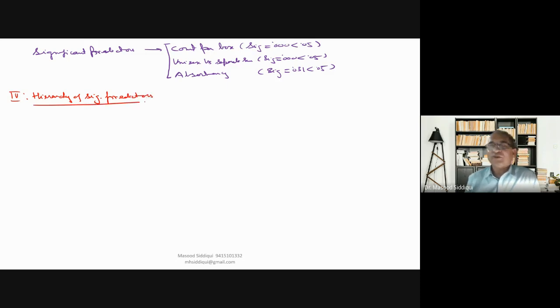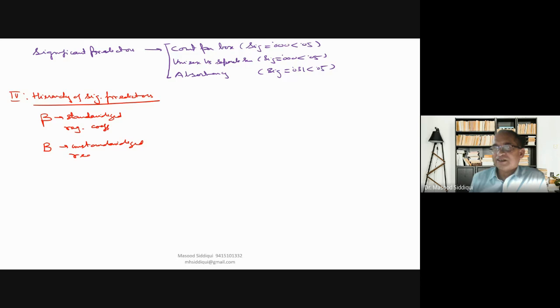Now we have 2 types of regression coefficient. One is beta, which is known as the standardized regression coefficient, meaning it is independent of scale, origin, or unit of measurement. Another is B. B is known as the unstandardized regression coefficient, which is in the actual unit, actual scale.